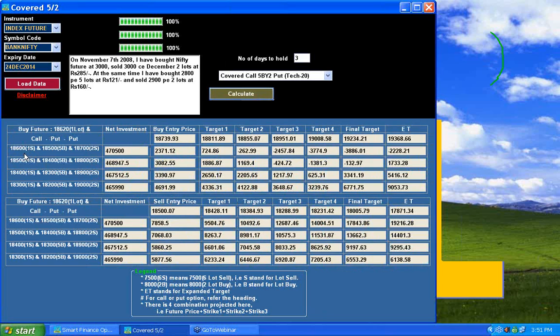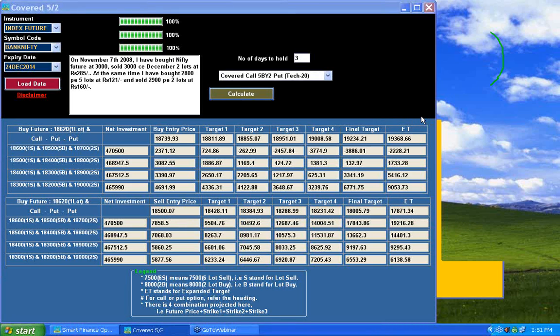It is telling that if you are forming an 8,600 call option, 1 lot sell, and along with that buying the future 1 lot, selling a call option, selling 2 put options and buying 5 lots of put option of the respective strikes, then your net investment with the future purchase is 4,70,000, and at 18,730 you will have this 2,300 profit. Similarly, if it falls down to 17,800, you will have 19,000 rupees as a profit.